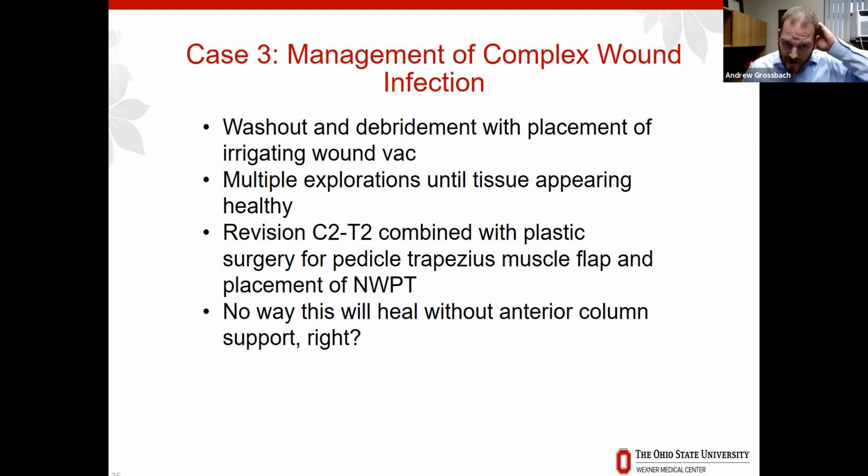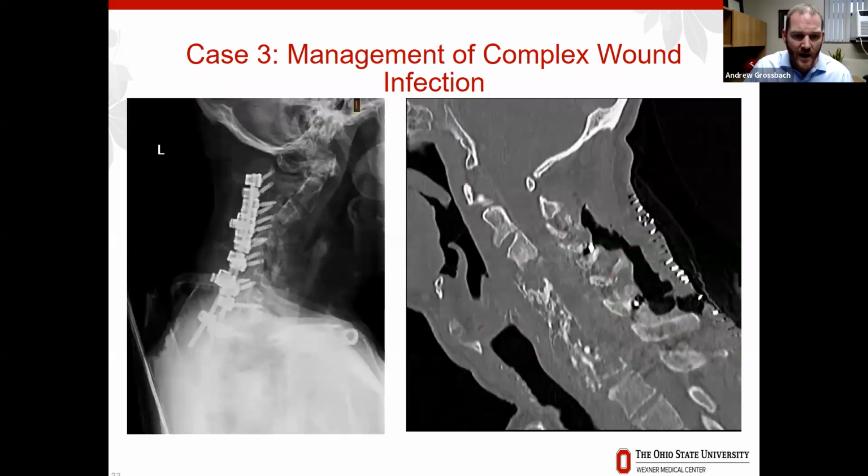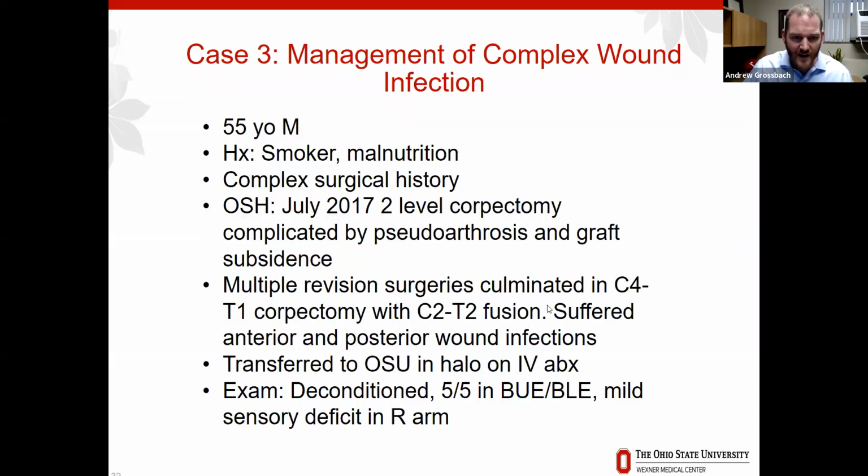So we revised him posteriorly and had plastic surgery turn a trapezius muscle flap, and again place that negative wound pressure device that goes over a closed wound to get that to heal. I know you're probably thinking, and I was thinking at the time, there's no way this is going to heal without anterior column support. But if you go back and look, this isn't a typo.